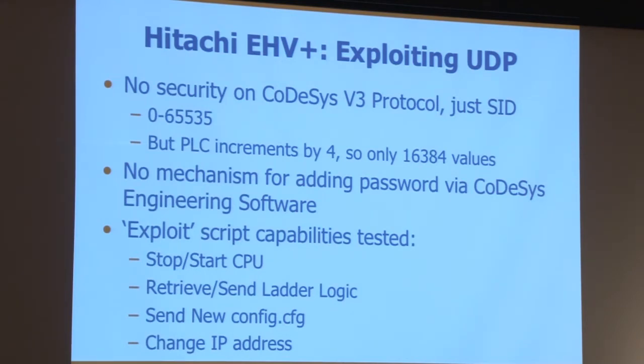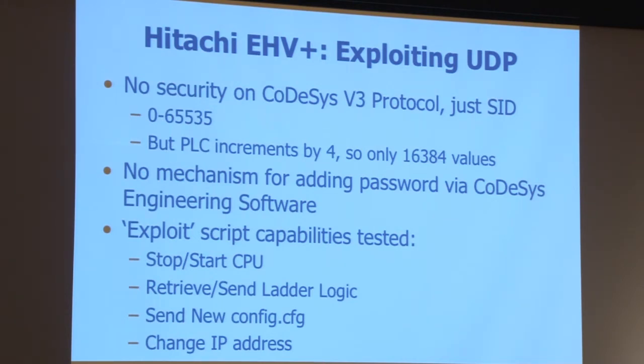So to exploit UDP on the CoDeSys controller, like I said, there is no security on the version 3 protocol. There is just that session ID that's used for controlling access to the PLC. That session ID was 2 bytes long. That means it can have a value of 0 to 65535, which is 65,536 possible values. The Hitachi PLC increments that session ID by 4 each time you try to connect to the device. So really, there are only 16,000 possible session IDs with this controller. We didn't see any mechanism for adding a password with the EHV labeled version of CoDeSys, so it doesn't seem that that feature will work. And if it has the same issue as version 2, it wouldn't do anything anyway.